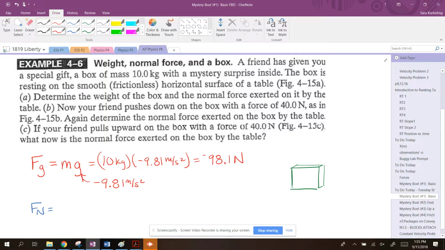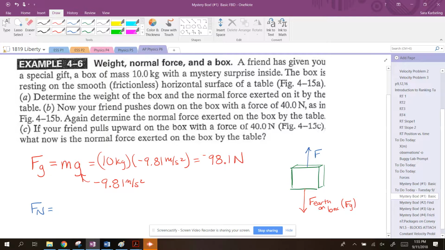How many arrows are you drawing? 2. One goes down, the other one goes up. The one pointed down is the force of the earth on the box. And in parentheses, I'm going to write FG just to remind myself, oh yeah, that is that gravity thing that we're talking about. But when you label it, I want you to label the force of the earth on the box. Okay? And then we've got another force. What is that? The table.